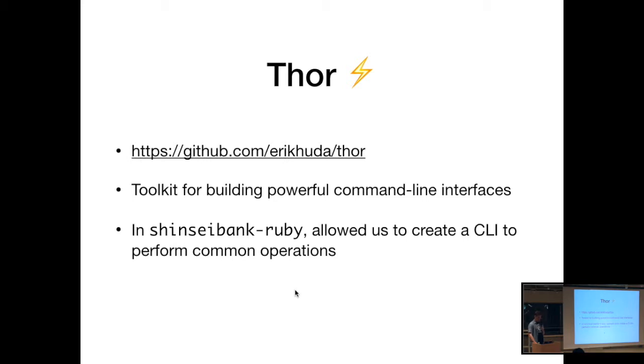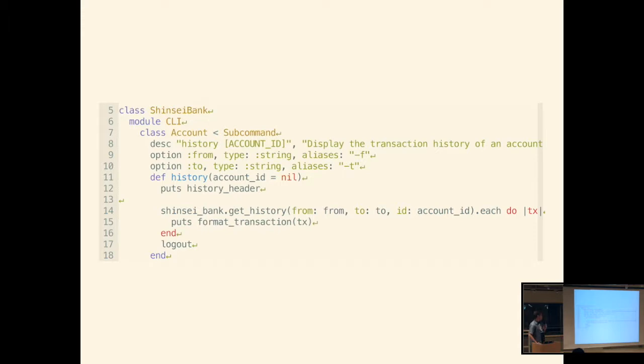Thor. Yeah, so Thor is the Ruby gem that facilitates creating CLI command line interfaces in Ruby. It's pretty powerful, and it doesn't require a lot of code to get a CLI. So I'll take this file, for example. It's part of the gem that we wrote.